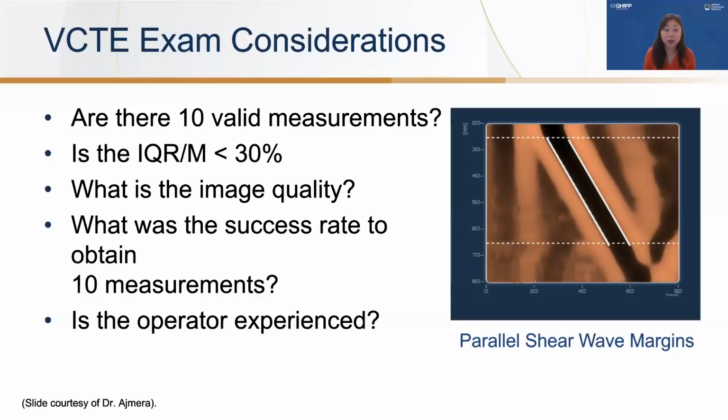Next is the experience of the operator, which influences the results of the FibroScan test. So to be proficient, the operator needs to do at least 20 to 30 tests to get good readings.